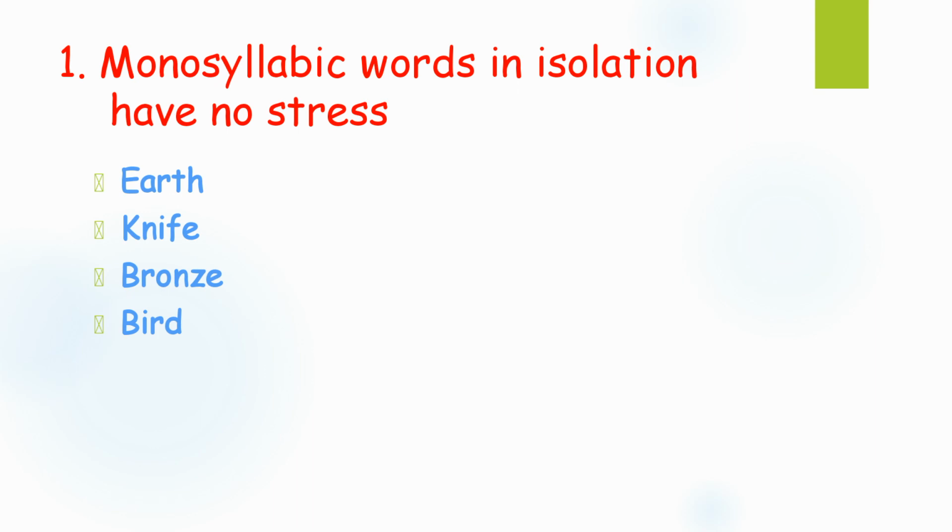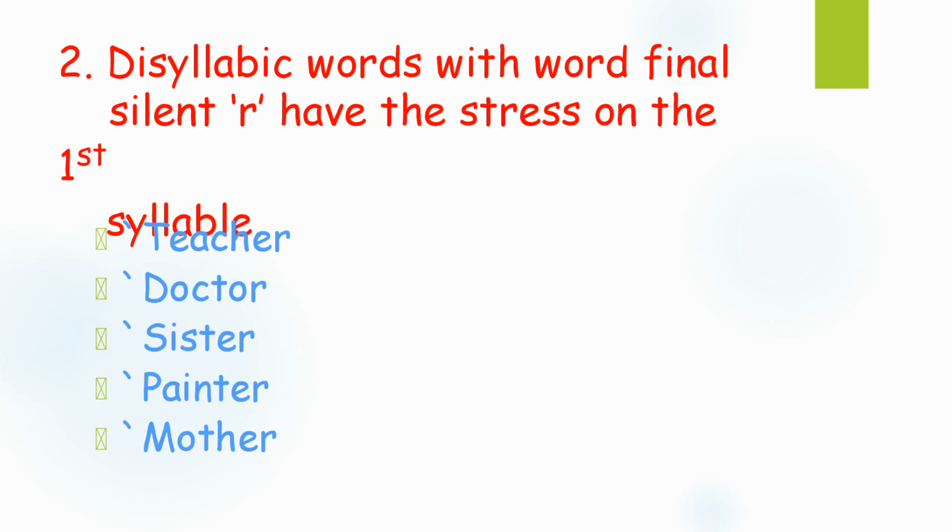The first is that in monosyllabic words in isolation, stress will not be there on the single syllable. Stress is not a problem for monosyllabic words in isolation. Though it is a monosyllabic word, if it is used in a context, then it receives stress as per the context. That is different. The second one is that disyllabic words with word-final silent R have the stress on the first syllable. If it is a disyllabic word ending in a silent R, then the stress should be on the first syllable. There are many English words like this: father, rather, gather, mother, doctor, sister, painter, waiter, preacher, teacher, all these. Right. Thank you.